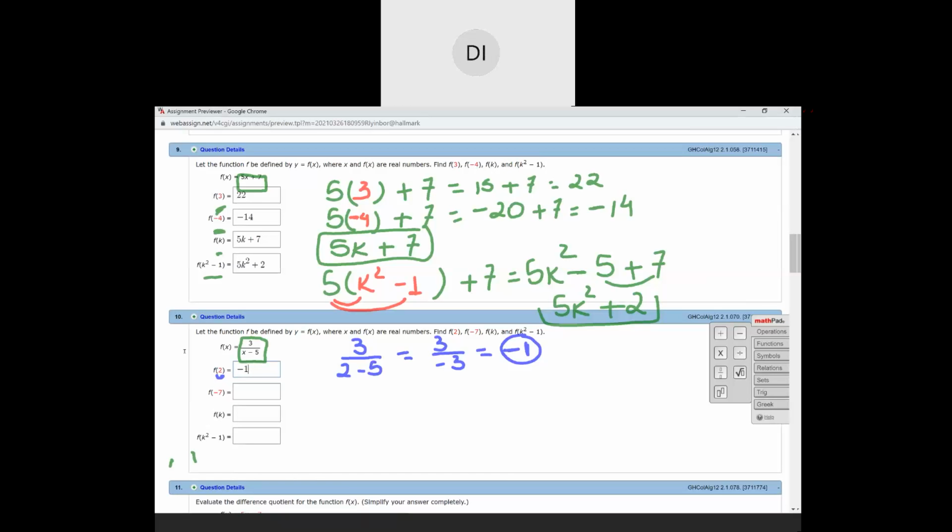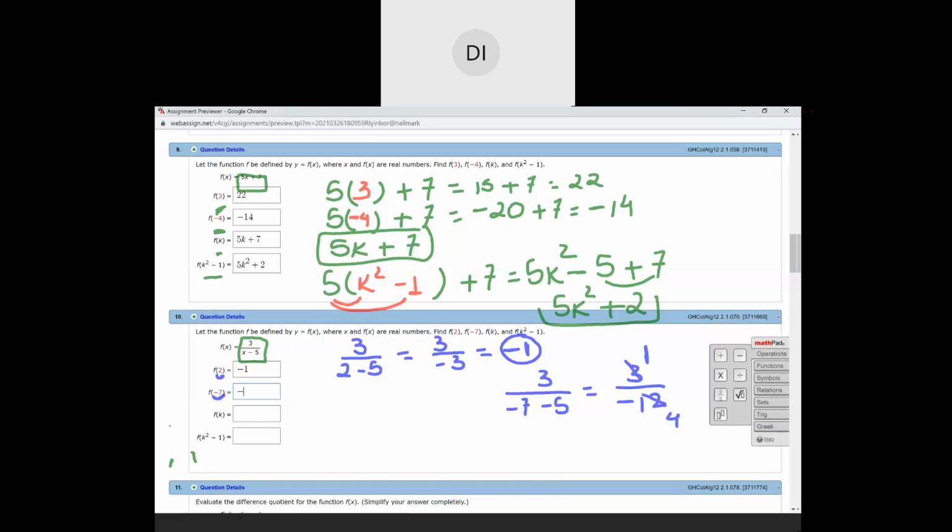Okay. Then you're going to the next one, which is replacing x with minus 7. So we have 3 over minus 7 is my x, minus 5. So I'm going to keep 3 in the top, and in the bottom I'm going to combine minus 7 minus 5, which is negative 12. And then you can reduce that. You can divide by 3 up and down. So it's 1 over 4, negative, right? So that's what you're going to put: negative 1 over 4.